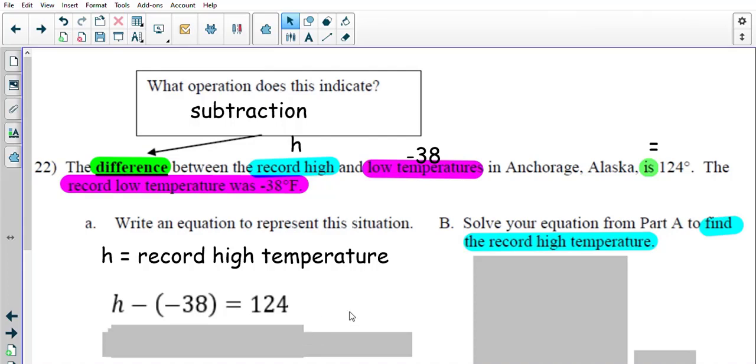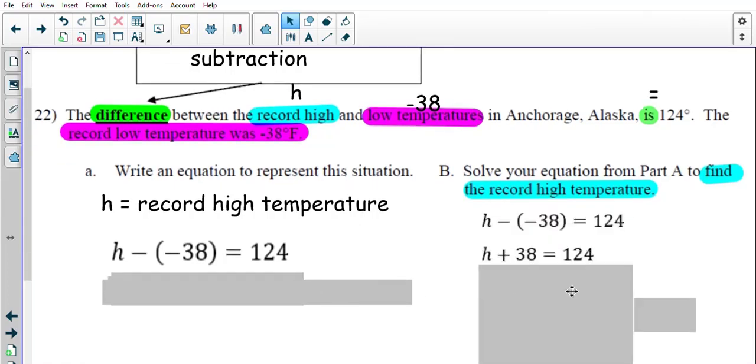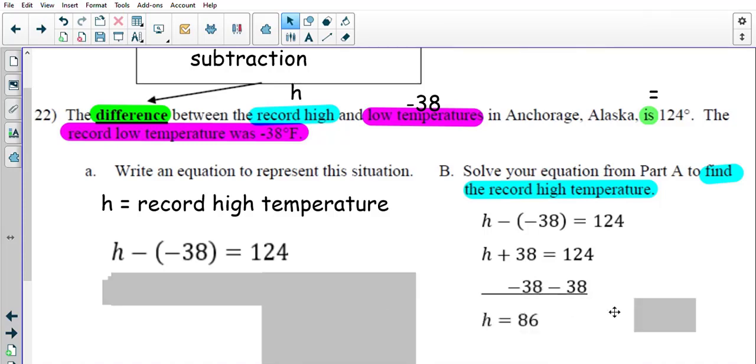Let's solve this. I do suggest, when we solve problems like this, rewriting this equation as H plus 38 equals 124. Now subtract, that's our inverse of addition. Subtract 38 from both sides. We're going to get H equals 86. It means that the record high temperature is 86 degrees Fahrenheit.